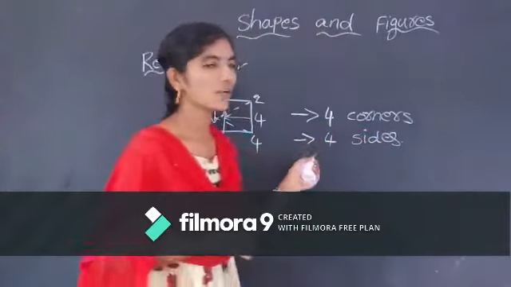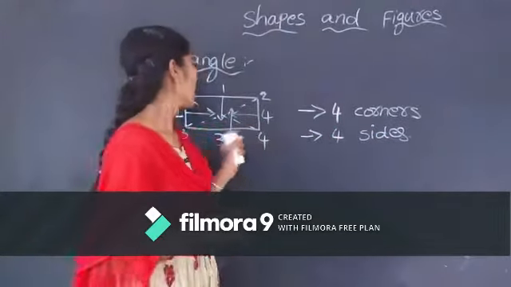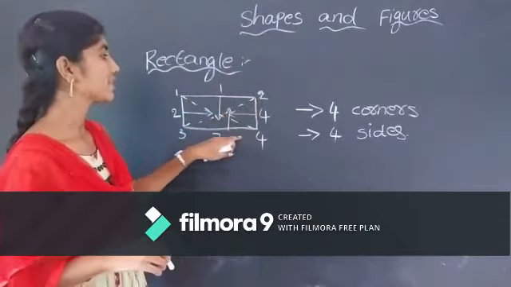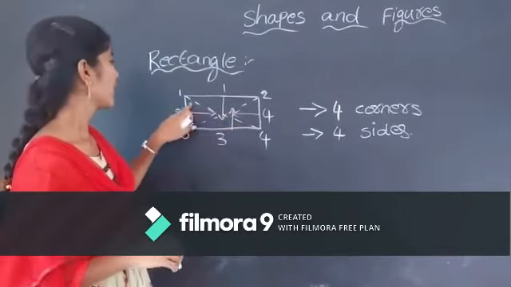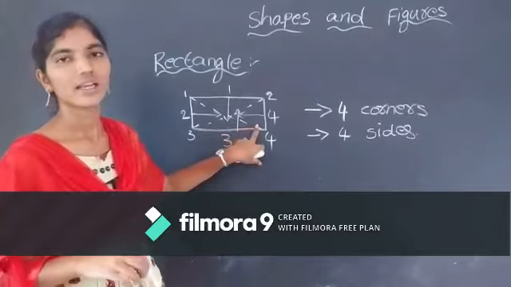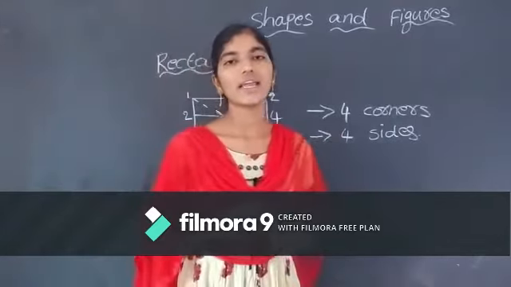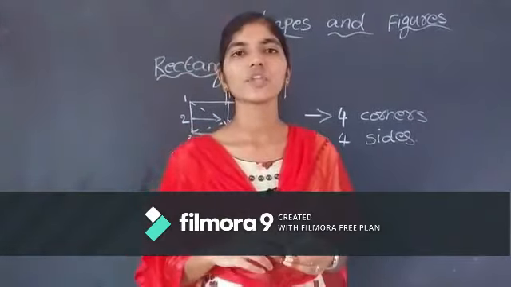Okay, these are the properties of rectangle. Rectangle has 4 sides and 4 corners. The diagonals of the rectangle are equal. In a rectangle, opposite sides are equal.